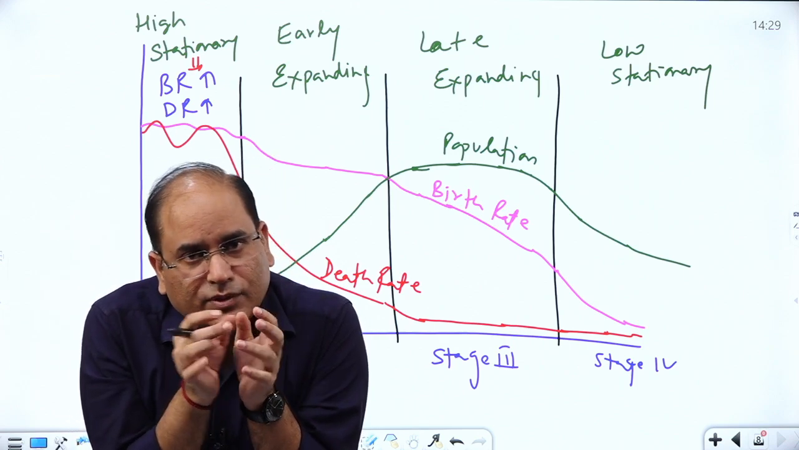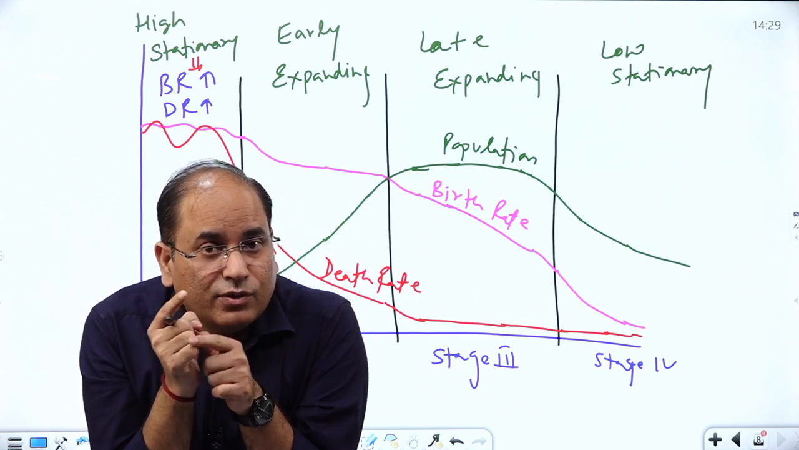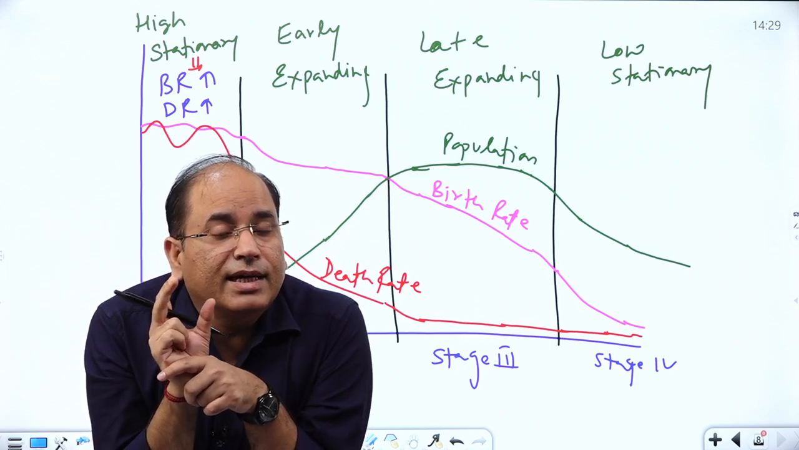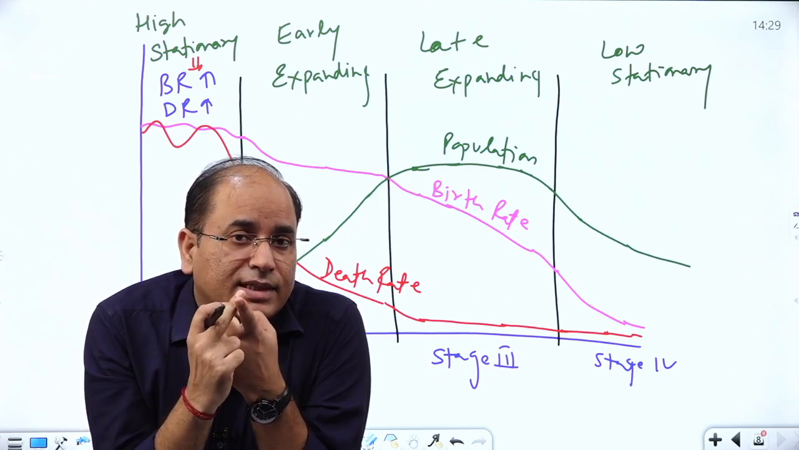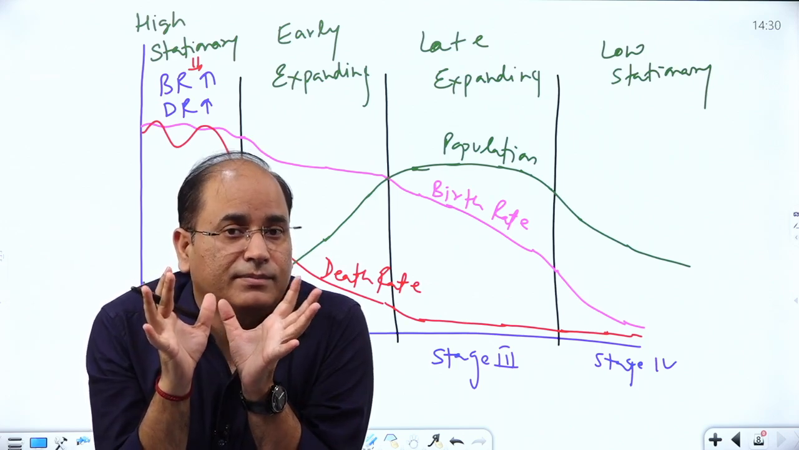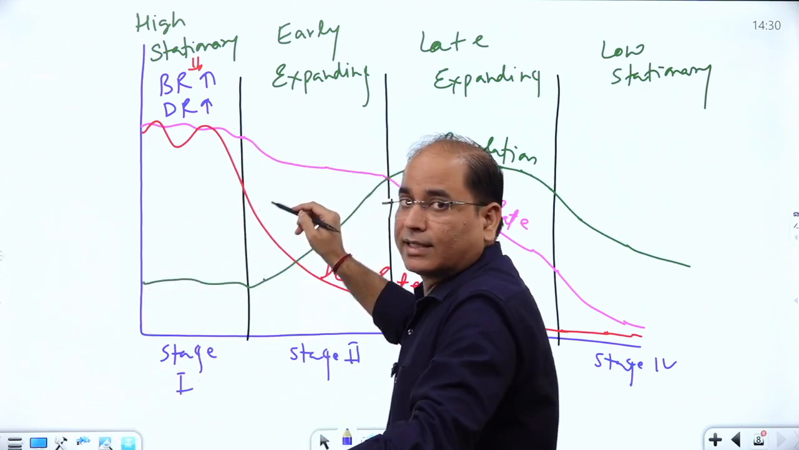Now comes the next stage, and in the next stage, you just need to recall the basic assumption of this theory. The first assumption says that the death rate will come first, death rate declining. So here comes the declining of death rate.